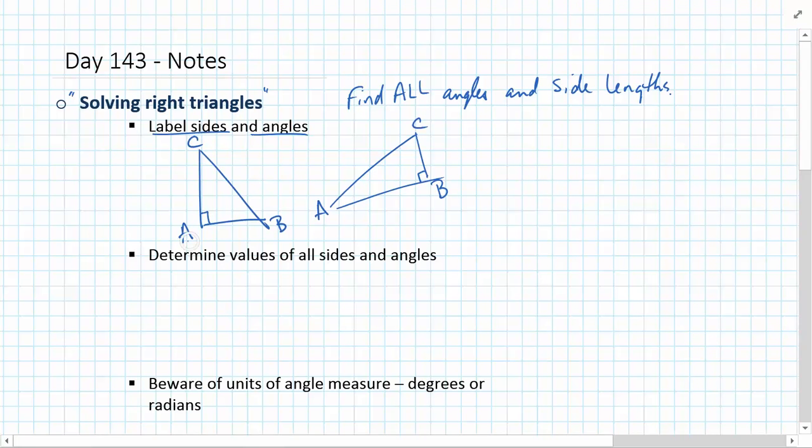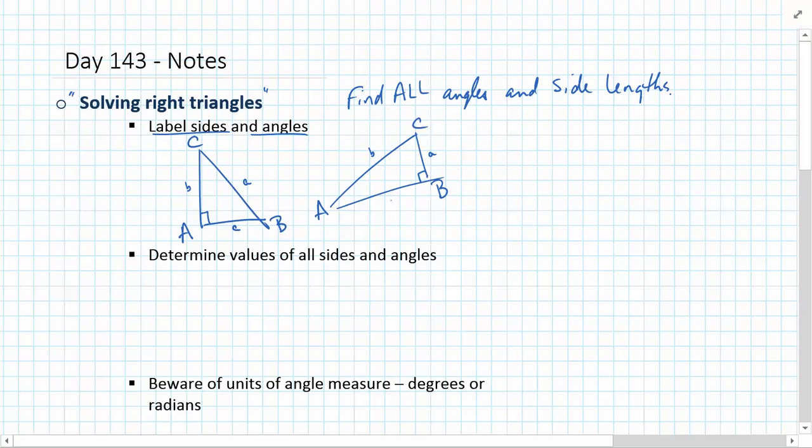Now, to go along with that, if we identify each of these angle measures with A, B, and C, we can also indicate the side lengths with A, B, and C as well, only this time we're going to use lowercase letters for each of our side lengths. So capital letters represent angles, lowercase letters represent side lengths.